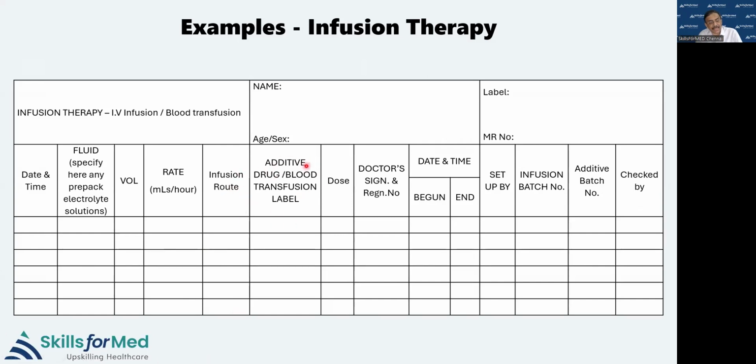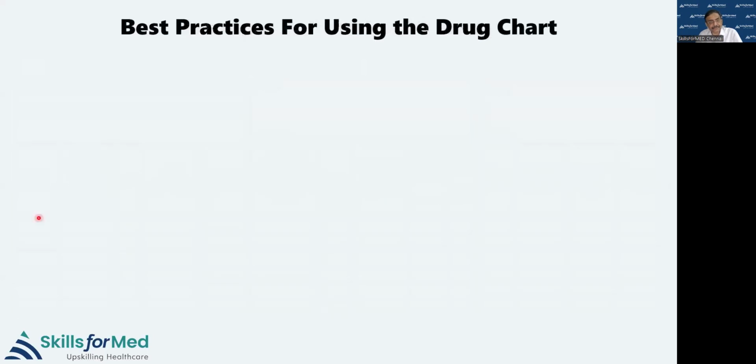If you are adding any drugs, then you can write those additives here. And then this is for the nurses: who set it up, what is the infusion batch number, what is the additive batch number, and what was checked by another nurse. So that is for the infusion therapy.